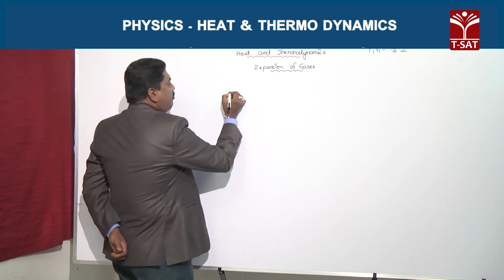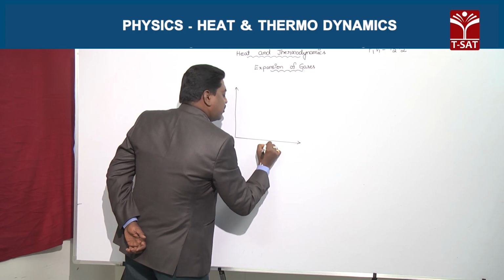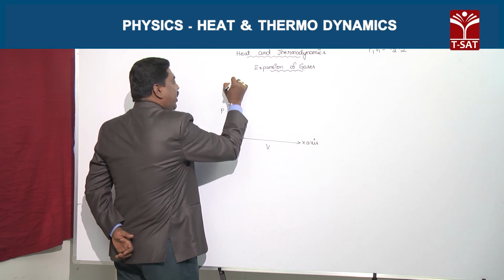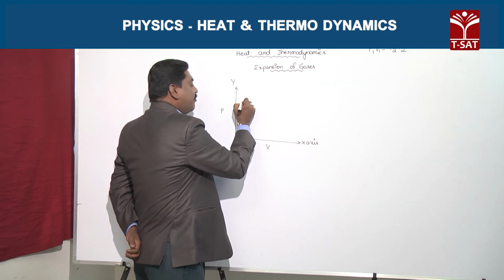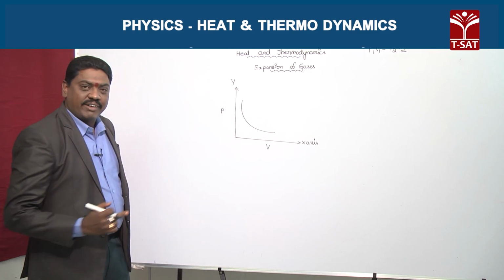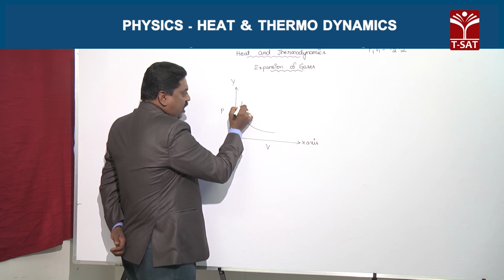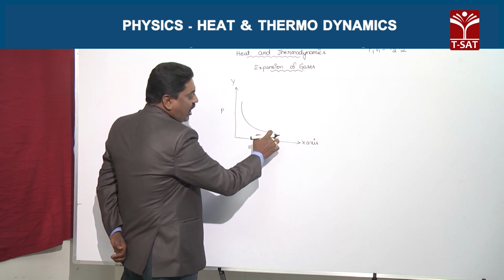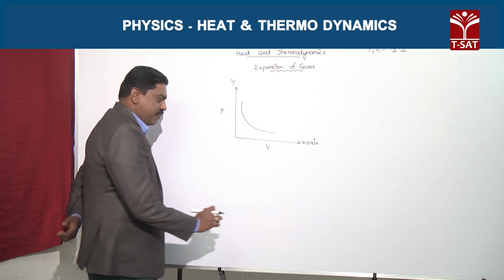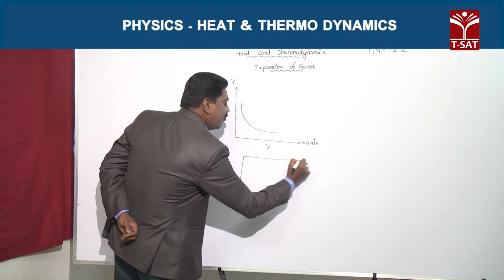A graph is plotted by taking volume on x-axis and pressure on y-axis. The obtained graph is a rectangular hyperbola. It represents that for large pressure the volume is very small, and for small pressure the volume is very large. Now, in the same manner, we can have the above thing in pictorial form.